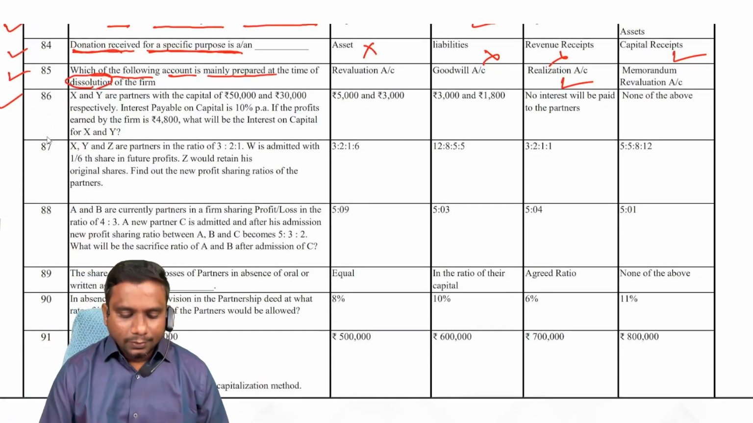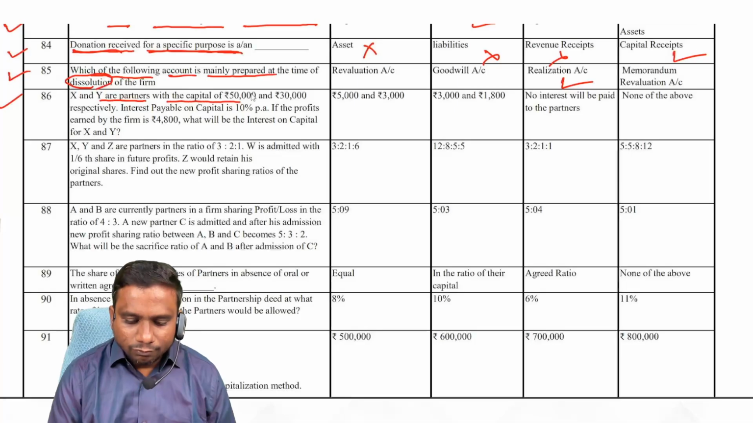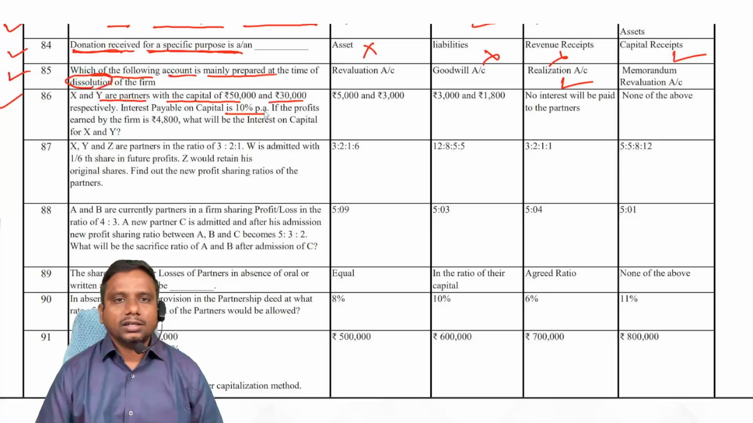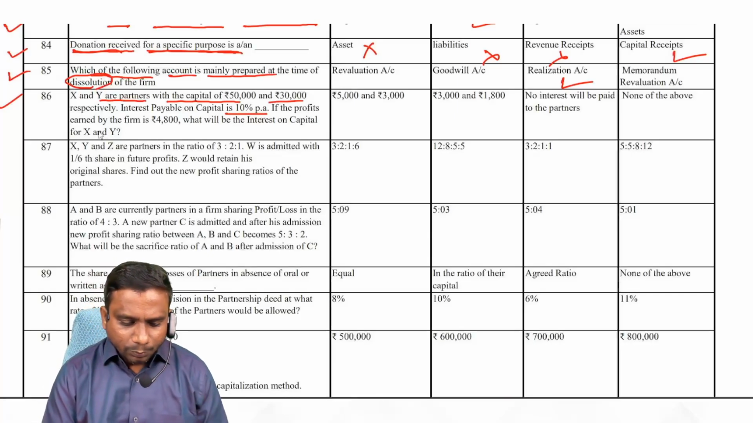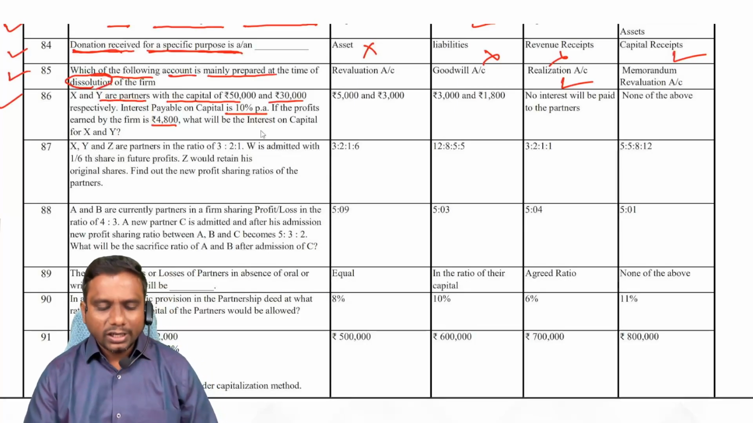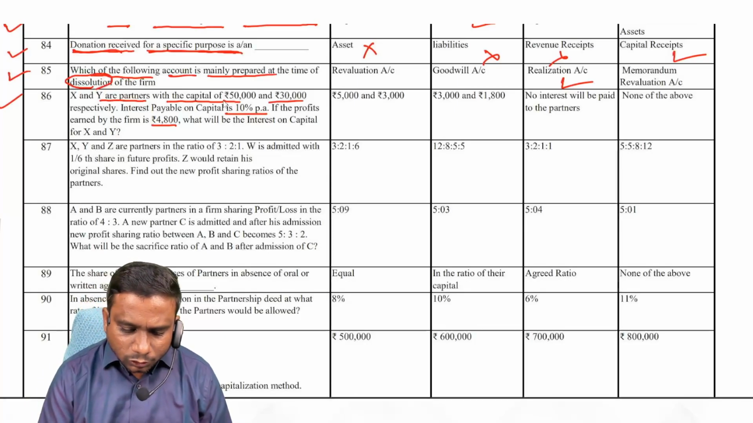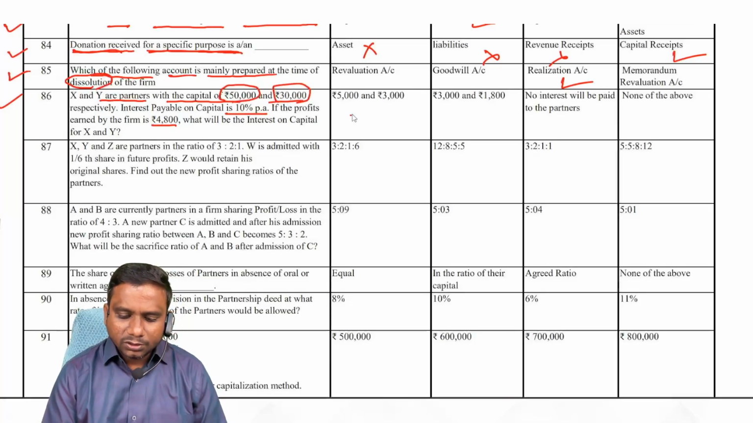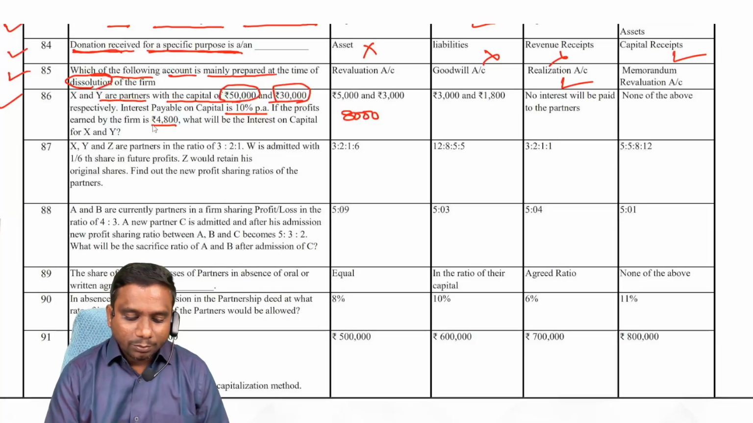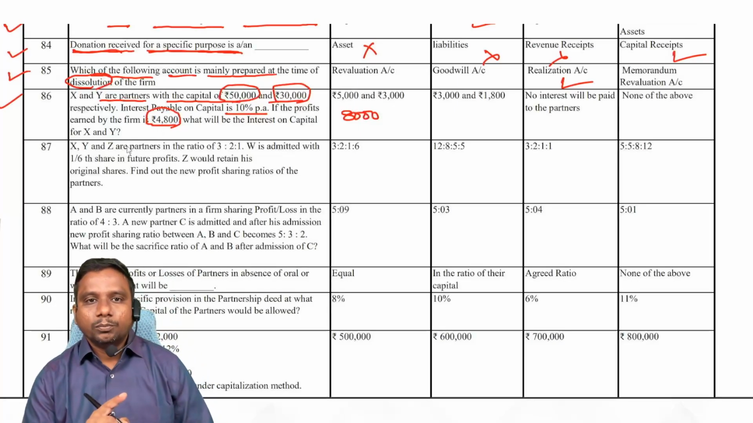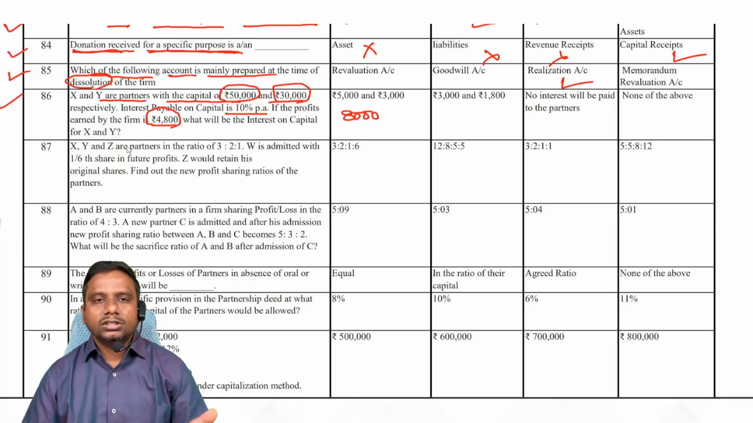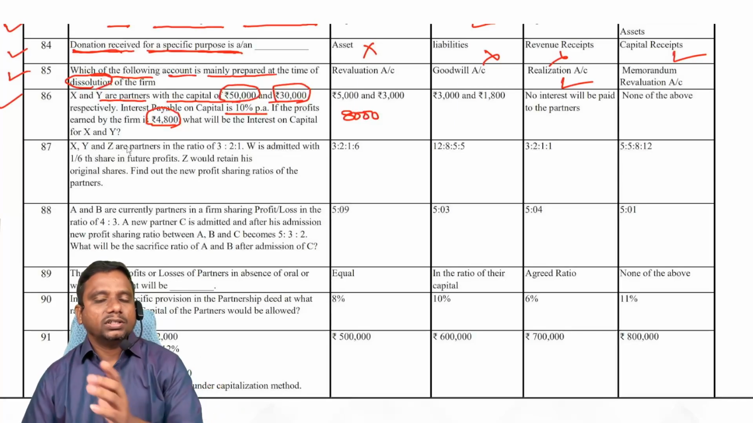86. X and Y are partners with capitals of 50,000 and 30,000. Interest payable is 10% per annum. The profit earned by the firm is 4,800. What will be the interest on capital for X and Y? First, you calculate interest on capital. Both put together 80,000 into 10%. We need to pay interest of 8,000 rupees.